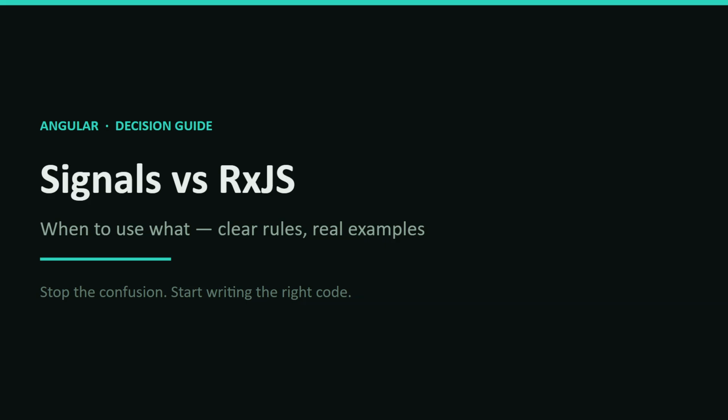Today I want to clear one of the biggest confusions in modern Angular. Should you use signals or RxJS? A lot of developers try to force everything into signals, while others still create a behavior subject for every piece of state. In this video, I'll give you clear and practical rules so you know exactly when signals are the better choice, when RxJS is still better, and how you can mix both cleanly. So let's get started.